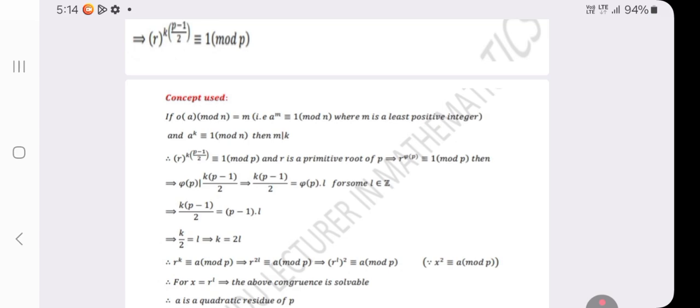So R power K is congruent to A mod P implies R power 2L is also congruent to A mod P. It implies R to the power of L whole square is congruent to A mod P. Therefore, for x equal to R power L, the above congruence holds. Therefore, A is a quadratic residue of P.